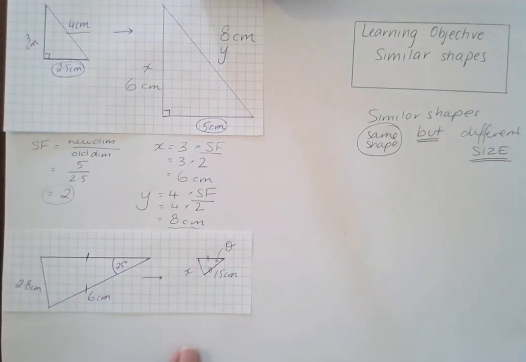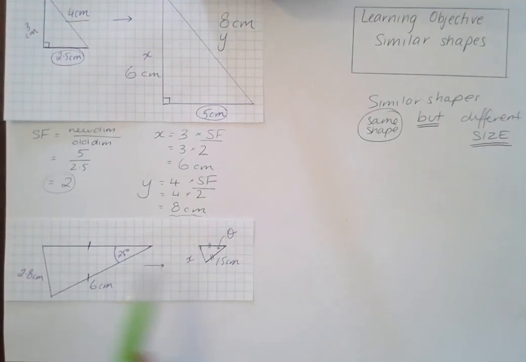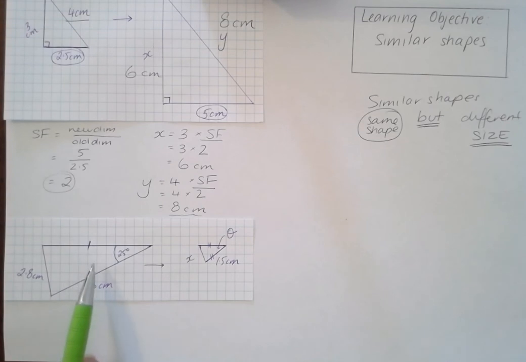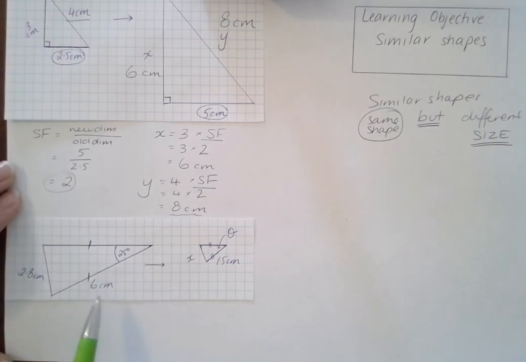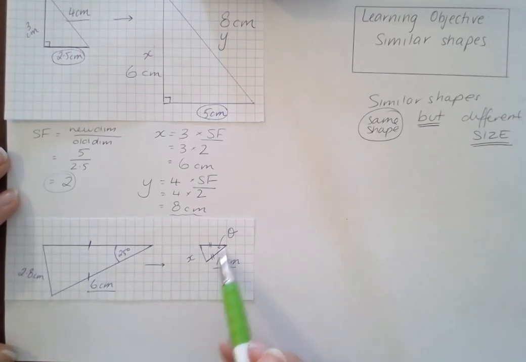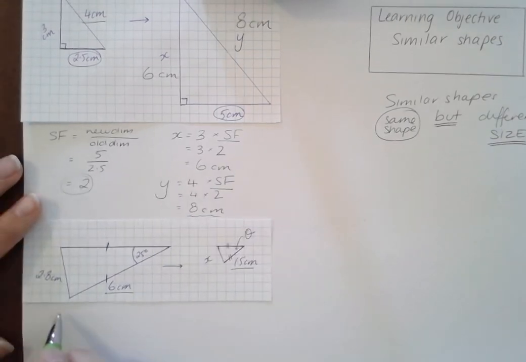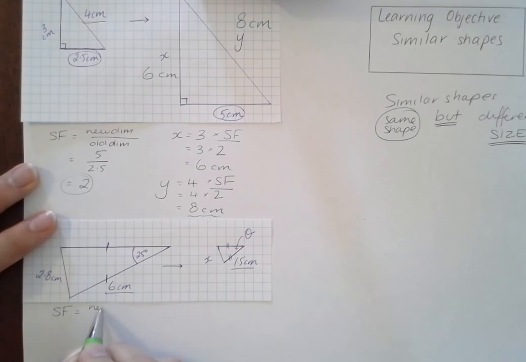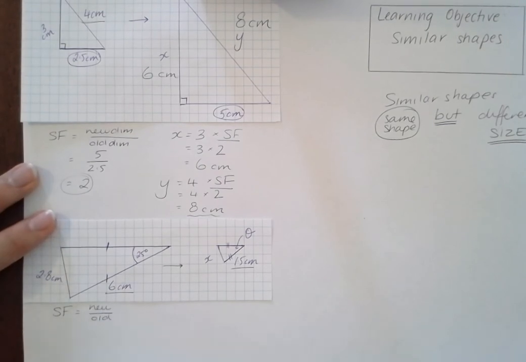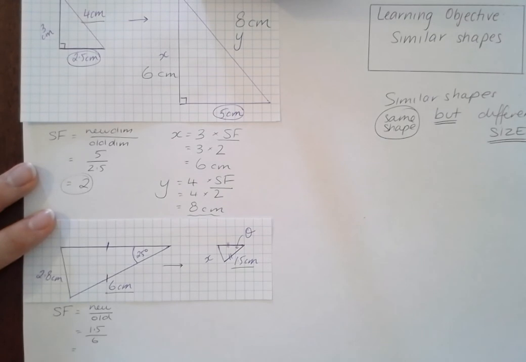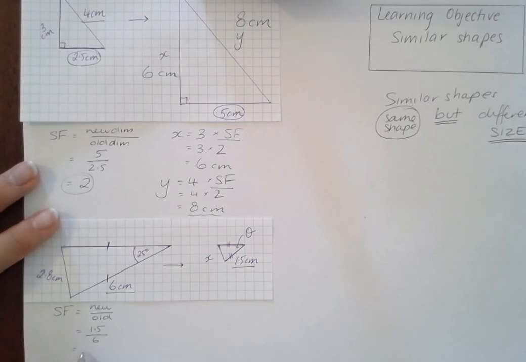Now we can do the exact same thing. If we have a look at these two here, we've actually shrunk something. So we have to look first of all for corresponding pairs that have matching sides. Here we go, we've got a 6 here on this side and a 1.5 here. So we do have a matching pair of corresponding sides, and we can find our scale factor. The scale factor will equal our new dimensions divided by our old dimensions. We've got 1.5 divided by 6, and that means our scale factor is going to be 4.